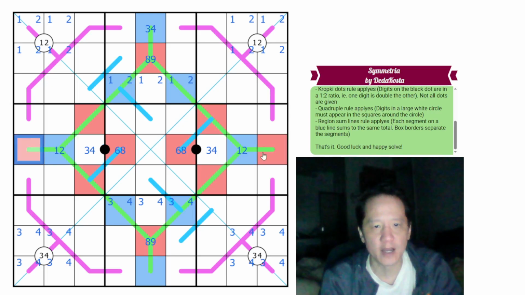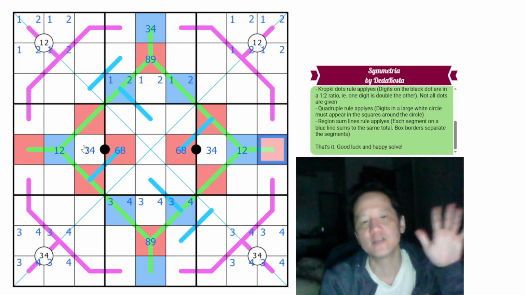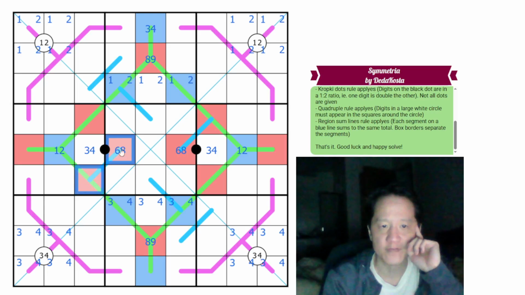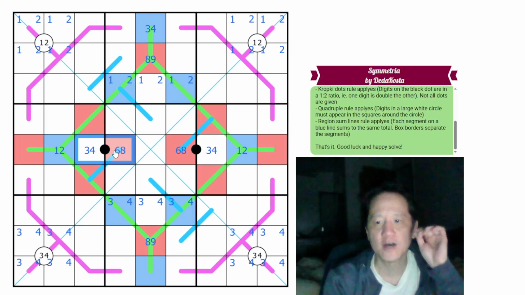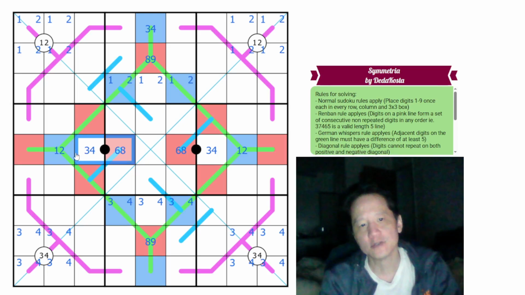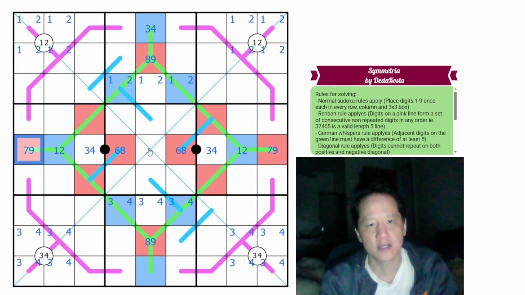These are both high, and they cannot be 5, okay, 5 can never be on a German whisper line. So that's another thing. These can't be 5 because 5 can never be next to a black Kropki dot, because 5 is only double of 2.5, which is not a legitimate normal Sudoku digit. And if you double 5, you get 10, which is not a digit. So therefore, the 5 cannot be on a German whisper line. So this has to be specifically 7 or 9 here. And this is 7 or 9, which forces this to be a 5.